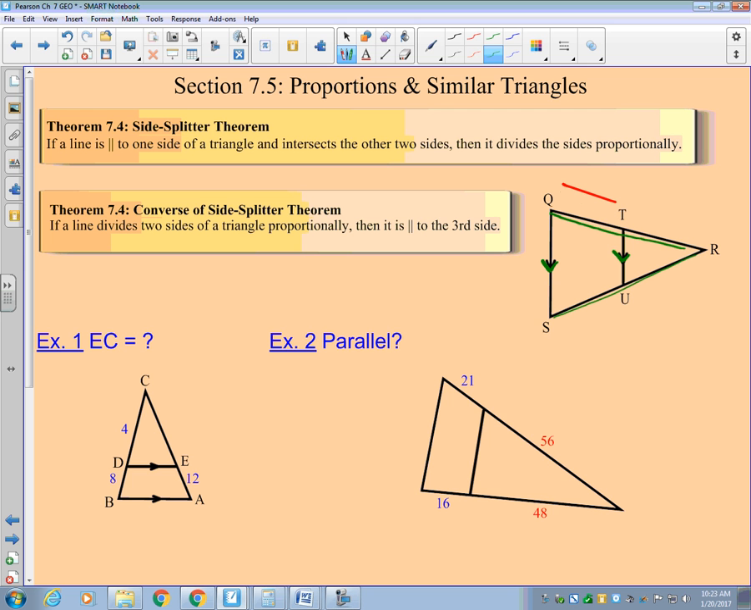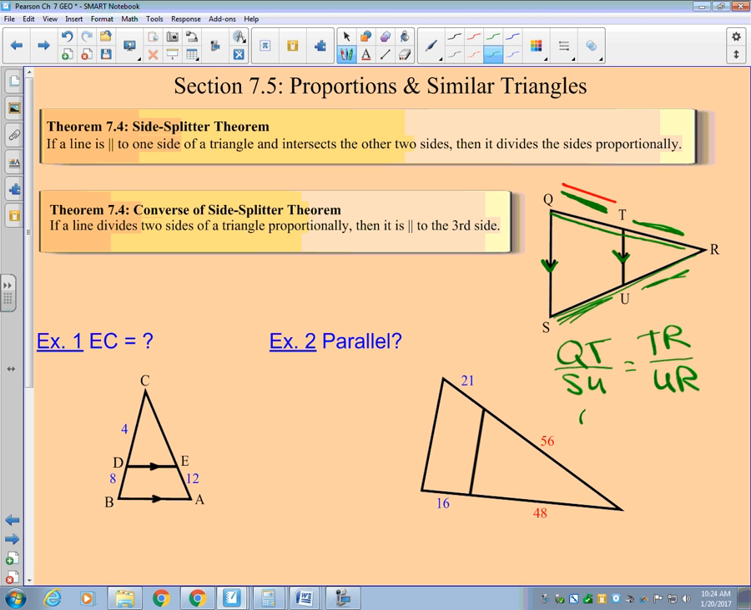So this side QT, the way these split it up, over SU is going to be equal to TR over UR. And the cool thing is, even the entire side over a piece of the side is going to be proportional.